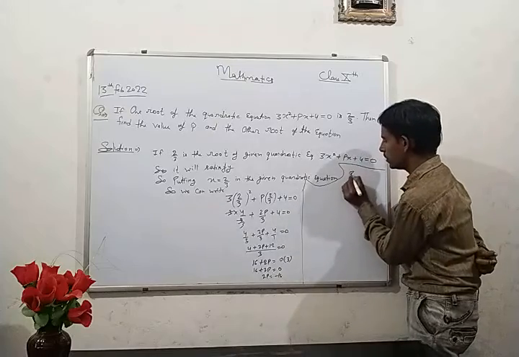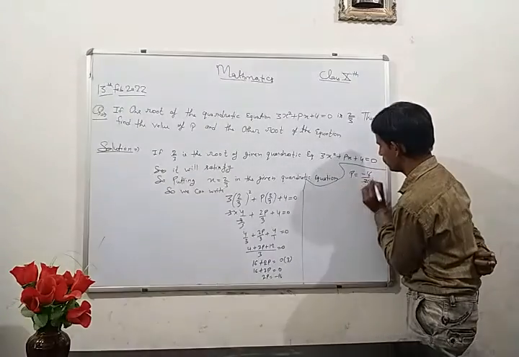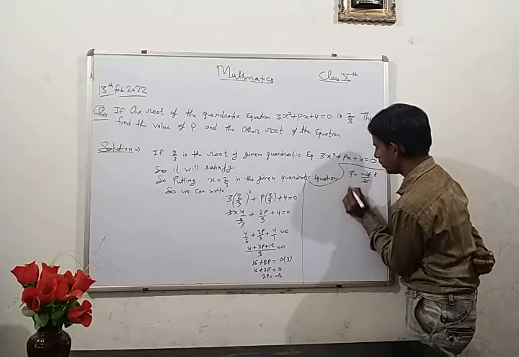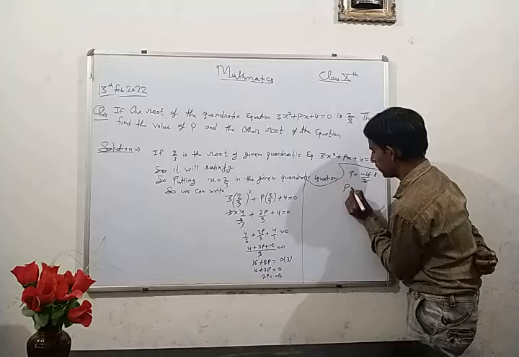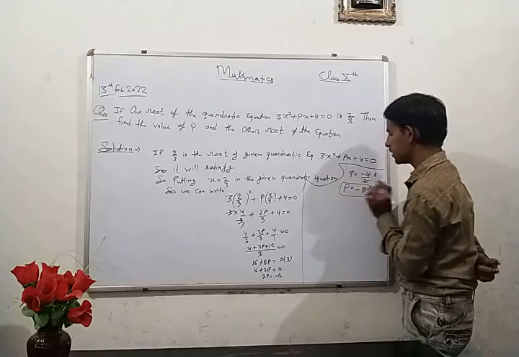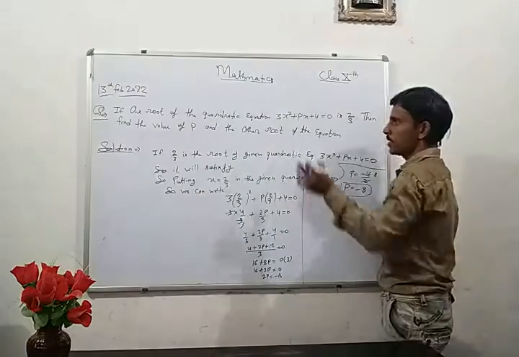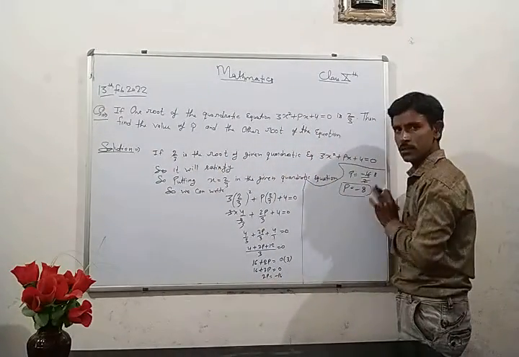The value of p equals −16/2. Two eights are 16, so p = −8. In the question we had to find the value of p, and the value of p is −8.